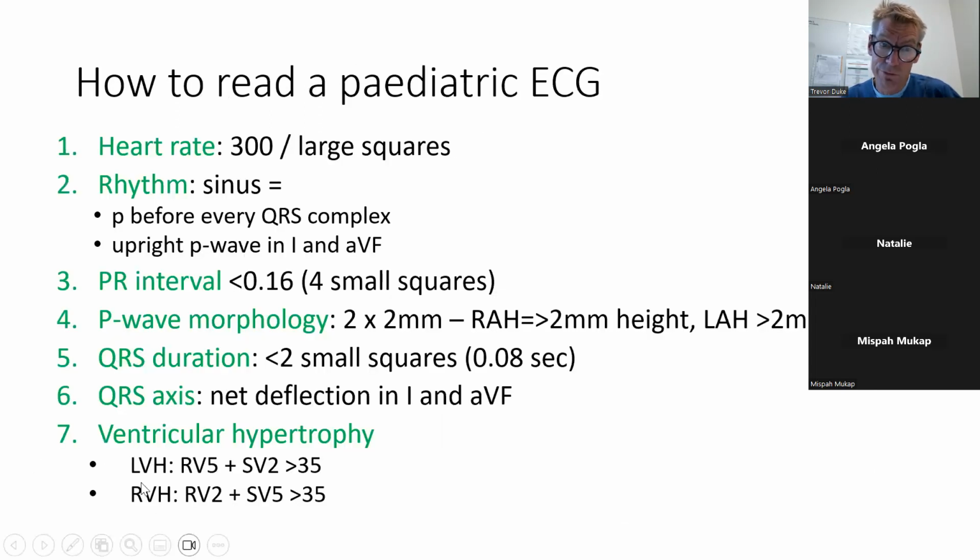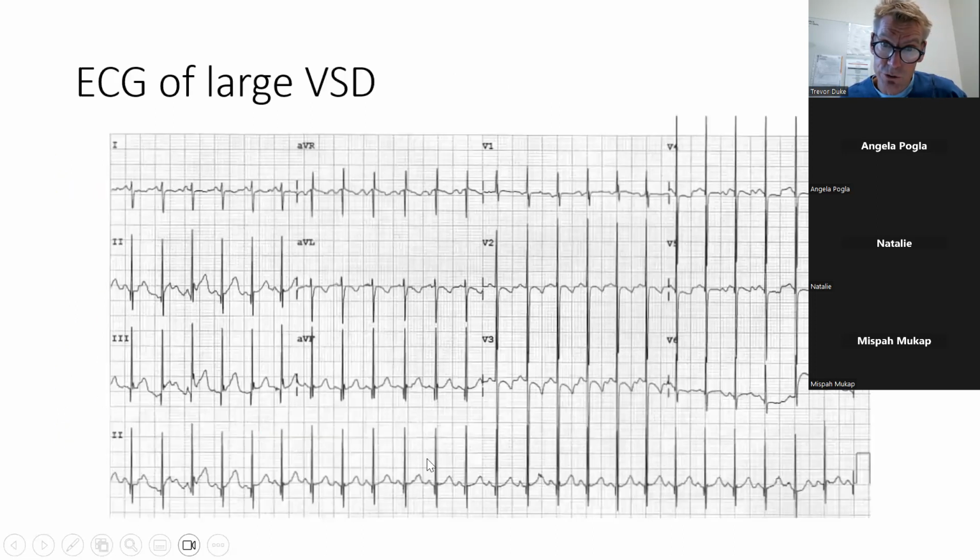But if the R wave in V5 plus the S wave in V2 is more than 35 millimeters, then there's left ventricular hypertrophy. And if the R wave in V2, remember the R wave is looking at the right ventricle, and the S wave in V5 is looking at the right ventricle, if that's more than 35 millimeters, then there's right ventricular hypertrophy. And you can just look at this.